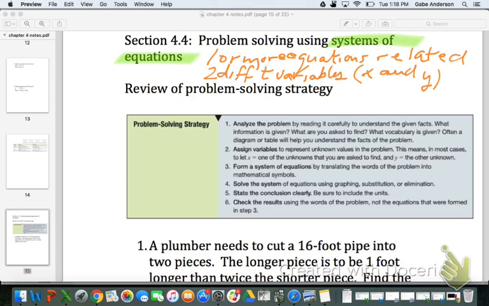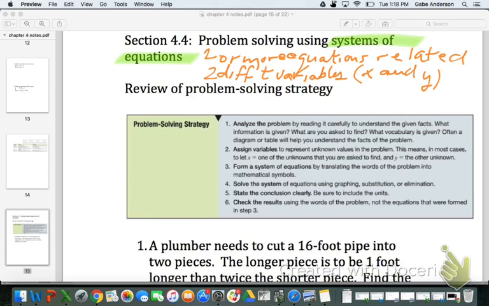Isn't it two or more equations? I had 2 or more. Did I say 1 or more? I might have said it wrong. It should be 2 or more equations. I think I was thinking more than one and wrote 1 or more. Yeah, thank you. 2 or more equations that are related, 2 different variables, x and y. There we go. So, does that make sense? Sorry for the typo there.